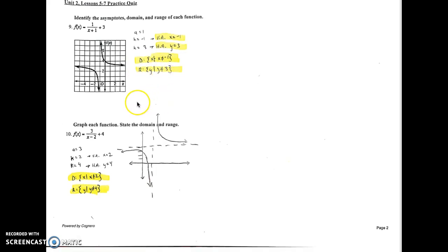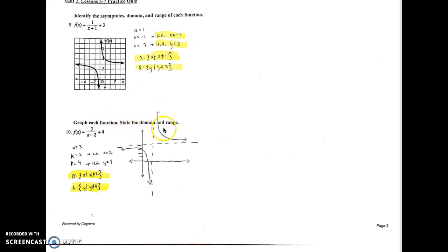Question 10, graph the function, state the domain and range. Again, you're going to want to write A, H, and K first. I know this is a little messy right here, but this is my H. A is the numerator, H is 2, K is 4. If H is 2, that means I have a vertical asymptote at 2. So I came over to 2, and I drew a vertical asymptote. K is 4, so I have a horizontal asymptote at 4. I went up 4, drew a horizontal line.